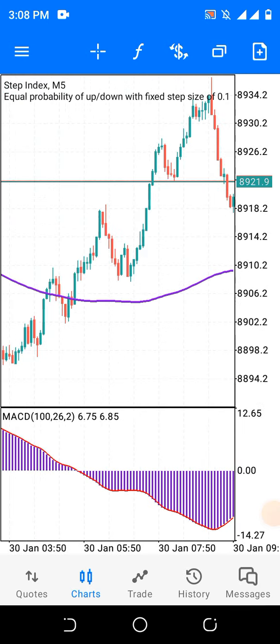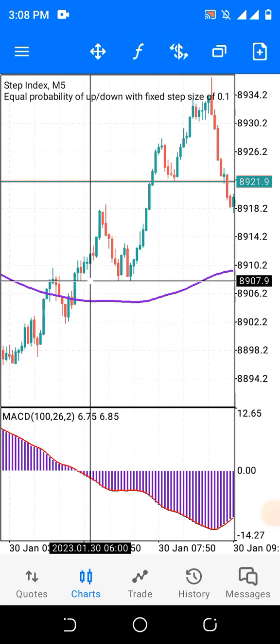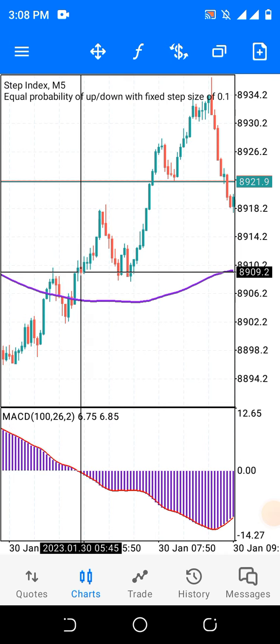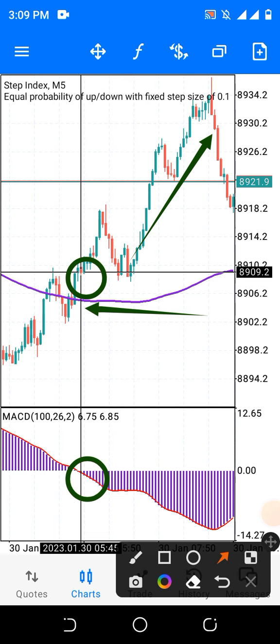Now here is another crossing here. This is another crossing. You see where the crossing occurs, the price is above moving average. Are you seeing it? So you make your entry where the crossing occurs, and you put your stop loss where the moving average is. This is where you make your buy entry, and you use the moving average as the location where your stop loss should be. Do you understand? So guys, this is a hugely profitable strategy, Step Index 5 minutes time frame.